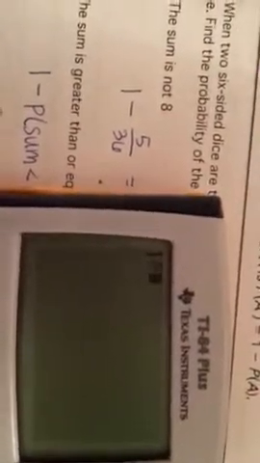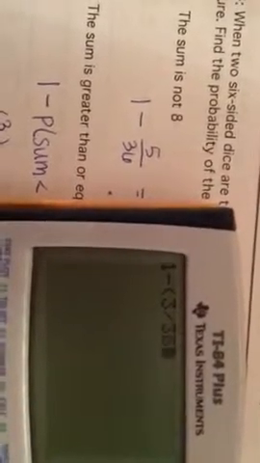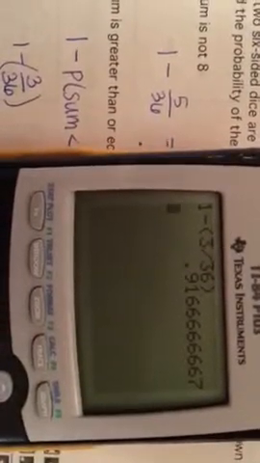I'm going to plug it in. And I get about 0.917 if I round as my probability. So there's about a 92% chance if I roll those 2 dice, my sum will be greater than or equal to 4.